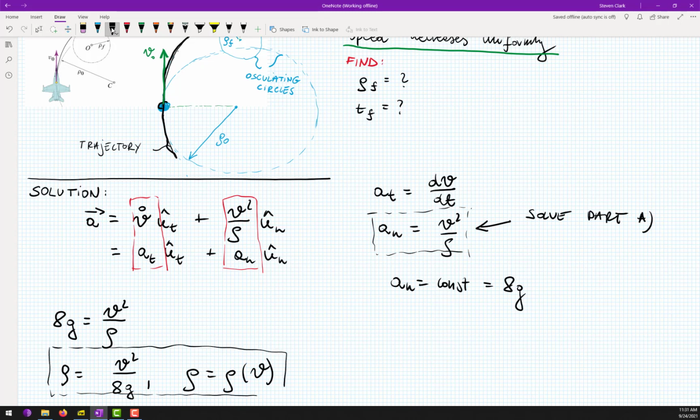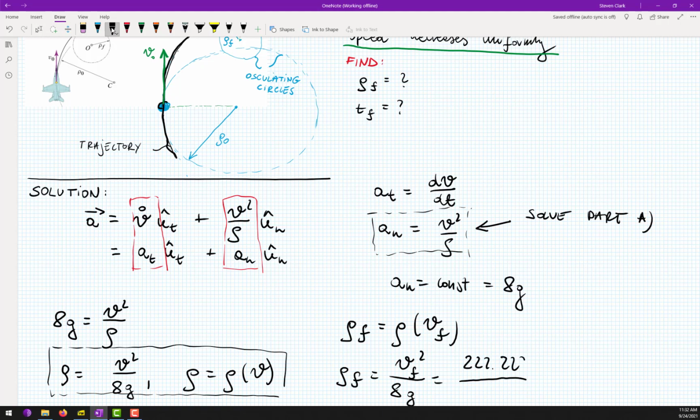So, question to you, maybe some of you would like to help me. How to find rho final? Exactly. So rho final is that function with v final. Rho final is v final squared divided by 8G. Plug in values. This is a funny number, by the way. It's 222.222 squared over 8 times 9.81. Grab your calculators, and you can obtain.